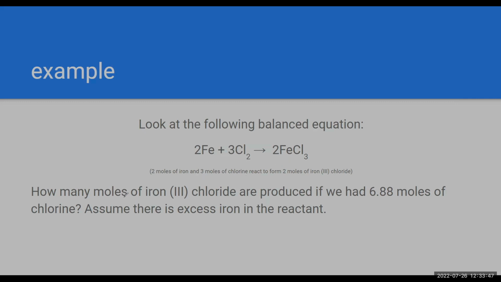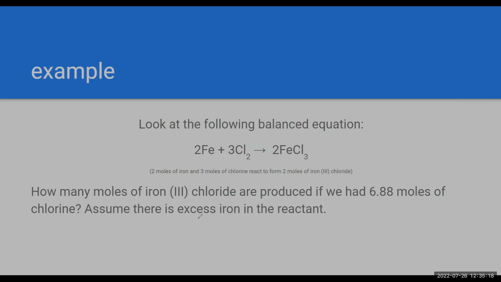And so this question is asking how many moles of iron(III) chloride can be produced if we had 6.88 moles of chlorine. And for this reaction, we can assume that we have plenty of iron. So it doesn't matter how much iron, we just have a ton of it. So I'm going to give you probably about a minute to see where you're at, and then we can go over them.